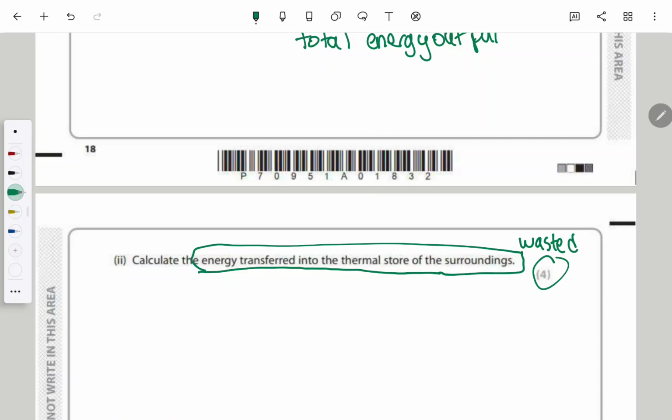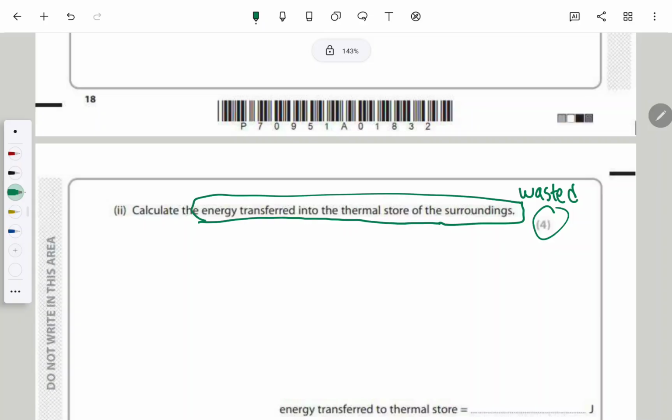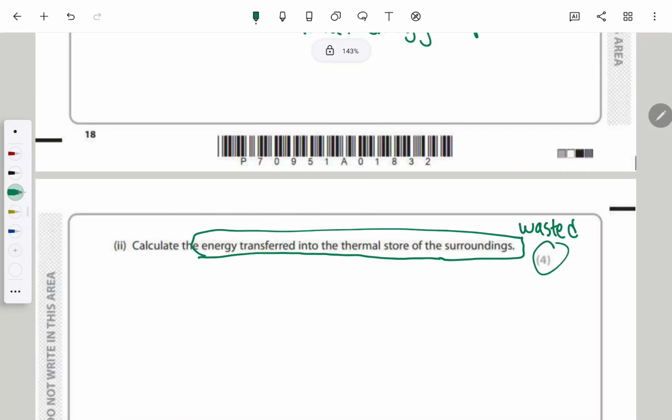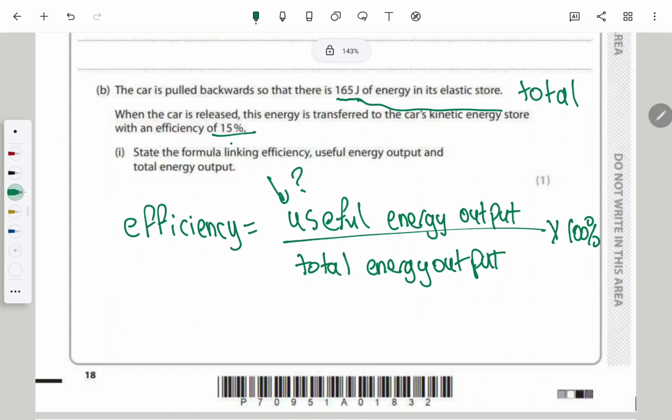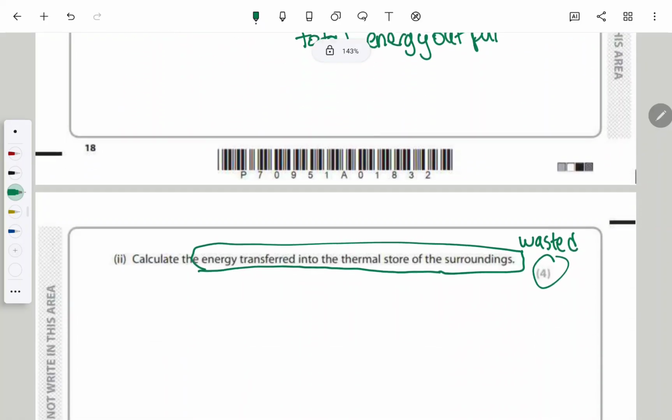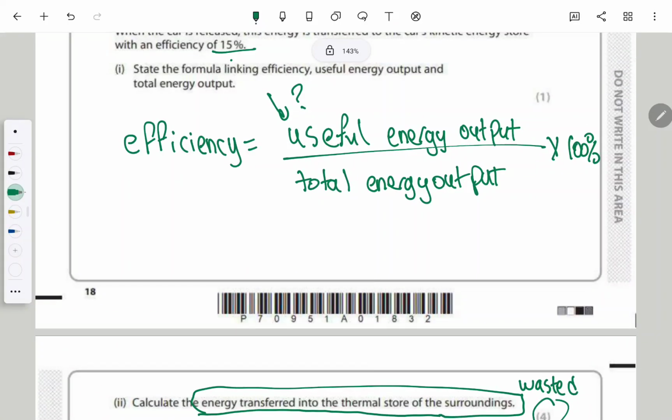There are 2 ways for you to go about answering this question. I like it a lot, by the way, personally. The first way is you can calculate the useful energy, and since you know the total being 165, you can just do 165 minus whatever you calculated as the useful energy to give you the final answer. The other way is changing the percentage from 15% to 85%. I'm going to solve it with both ways. Way number 1 is I'm going to calculate that useful energy output.